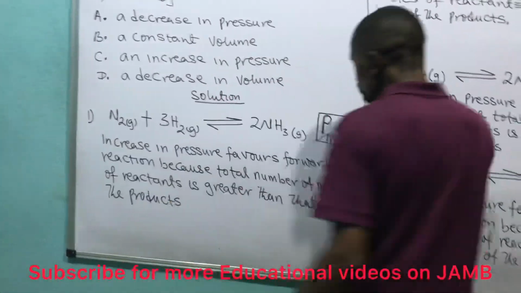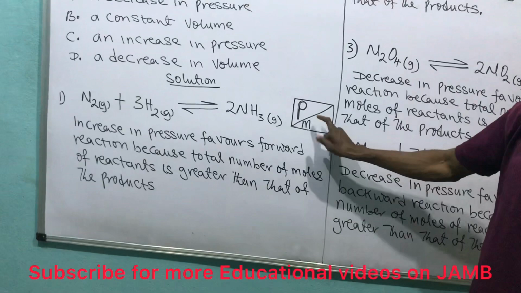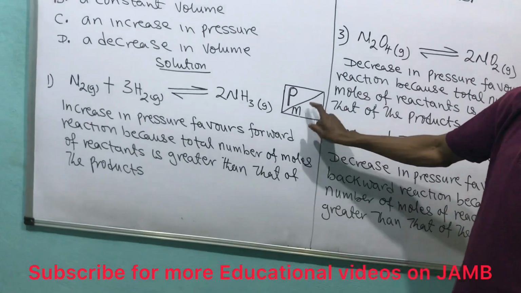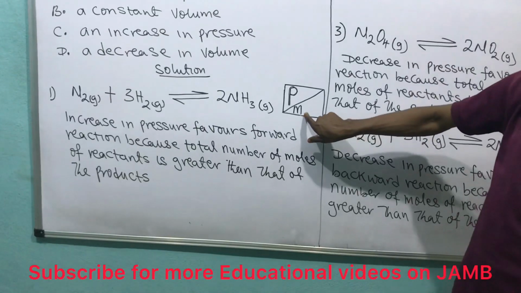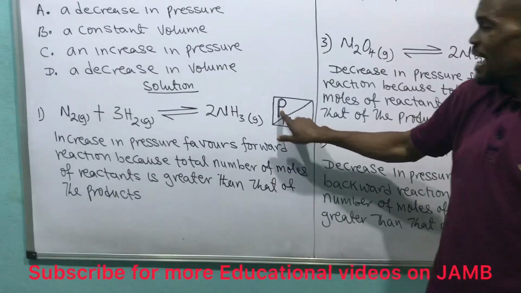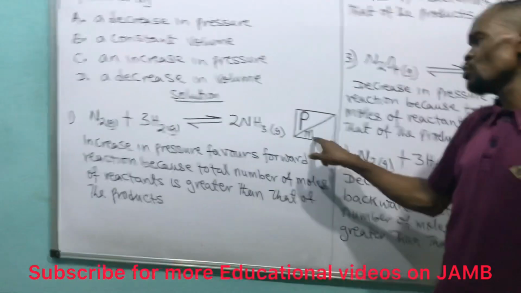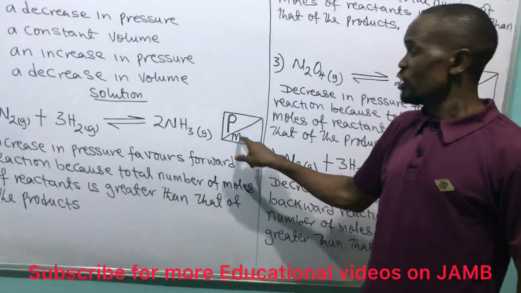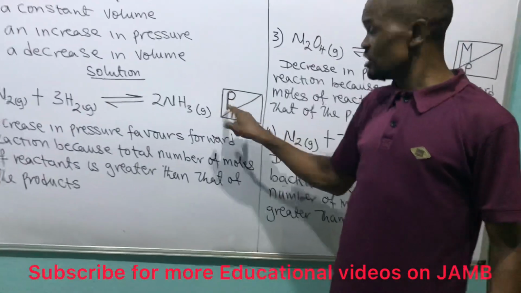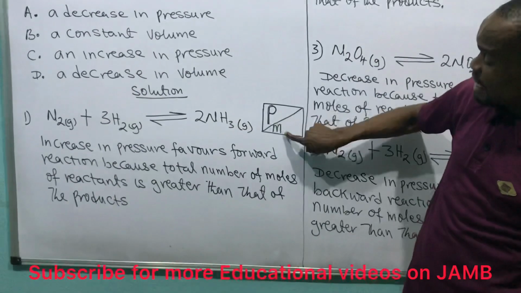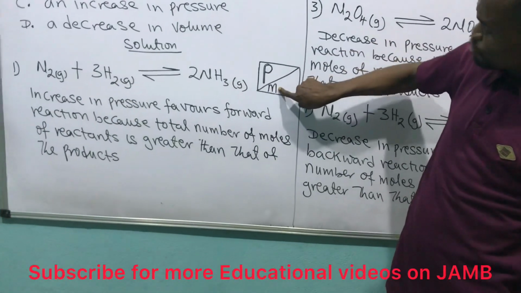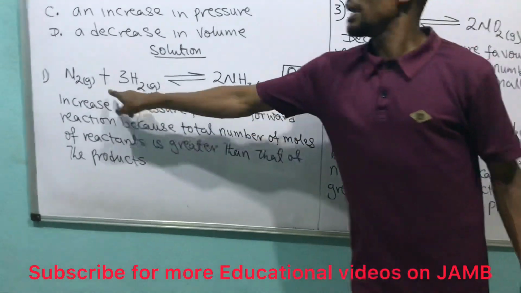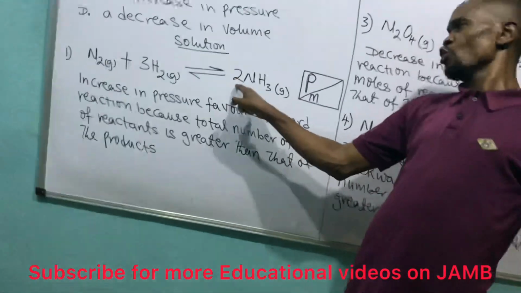We can as well use this box. Look at this box for remembering. Look at the board and the box I attach here. This means that the higher the pressure, the lower the mole. So if I increase the pressure, it will favor the lower mole. You see the P is bigger than M, M stands for mole. So when the pressure is higher, the smaller is the mole. So if I increase the pressure, it will go to the lowest mole.